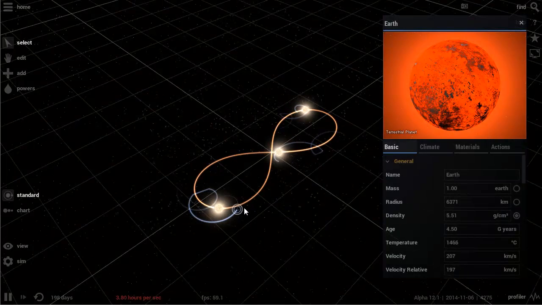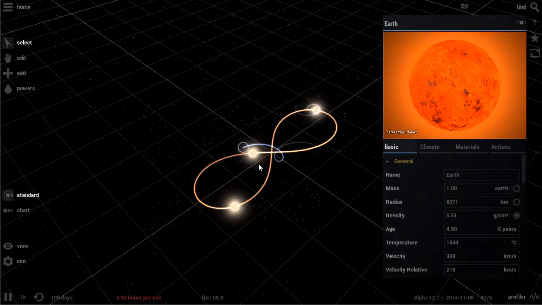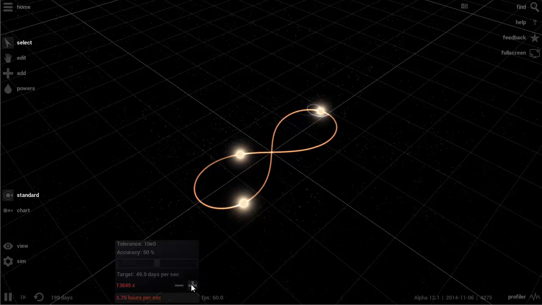I think I put too many planets here. I'm going to remove one just to make it a little bit faster, because my simulation suddenly slowed down.